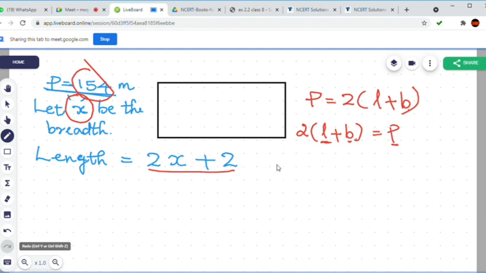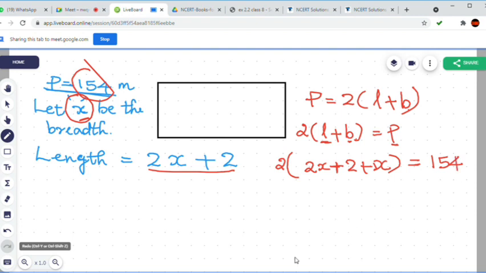Clear? So we can write the next step as 2 into x, that is 2x plus 2, sorry, instead of L we write 2x plus 2. Then it is not that much easy question, listen carefully. Then this breadth is this x. So 2x plus 2 plus x, that is equal to perimeter. Perimeter is 154, that is given in our question.